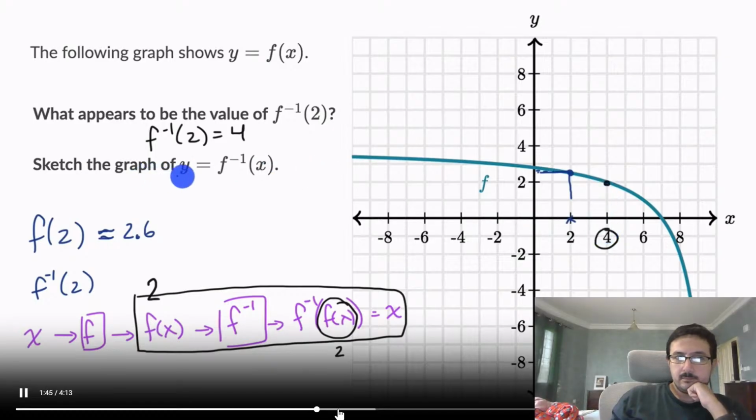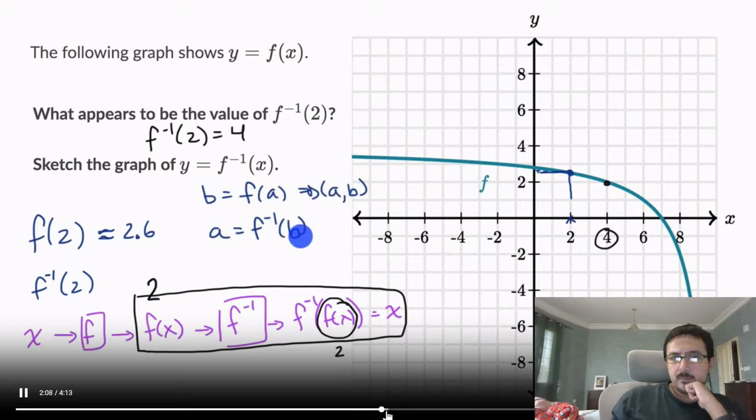Now the next part, they say sketch the graph of y is equal to f inverse of x. An important thing to realize is that if the point a comma b is on the graph of f, then we're dealing with f inverse. Think about swapping the a and the b here, which means the point that's on our original graph f, if you swap the x and the y, is going to be on our f inverse. So let's just pick some points. And once again, they're just saying sketch, so it doesn't have to be perfect.